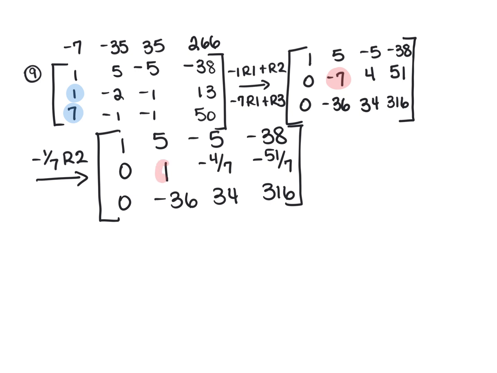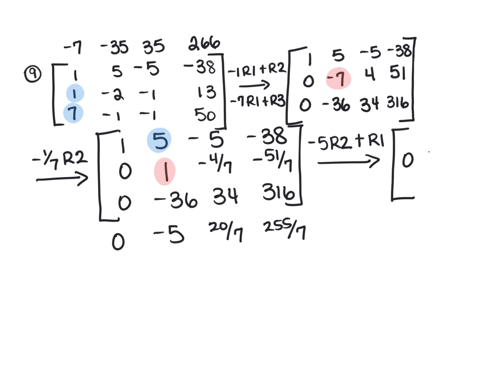So now that we have our 1 right here, now I need to get a 0 up here. In order to do that, I'm going to take negative 5 times row 2. So I'm going to put it underneath it. So row 2, I'm multiplying by negative 5. So that's 0 times negative 5 is 0. Negative 5 times 1 is negative 5. Now when I multiply a negative times a negative, it becomes positive, and this is 20 over 7. And then for the last one, I have a negative times a negative. And if I do 51 times 5, that is going to give me 255 over 7. So these are the numbers that I'm now going to add to row 1.